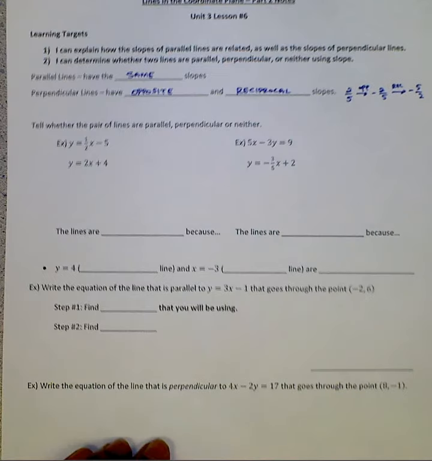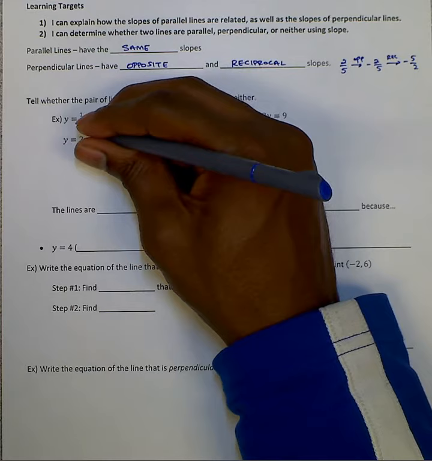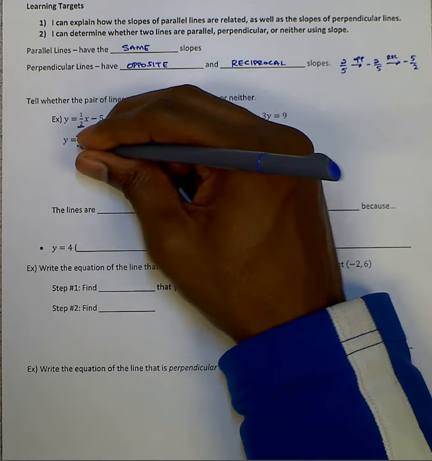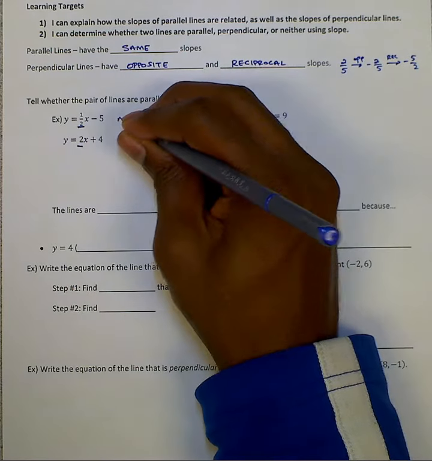Alright, so let's look at that. In these examples, it says tell whether the pair of lines are parallel, perpendicular, or neither. So now we're really focused on their slopes. For the first problem, it's kind of nice because they have it set up for us that they're both in slope-intercept form. Slope-intercept form is nice because it shows us the slope right away. In this first problem, we have y equals 1/2 x minus 5 and y equals 2x plus 4. So the slope of this line is 1/2. The slope of the second line is 2.